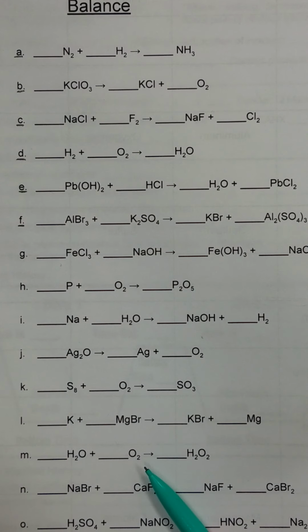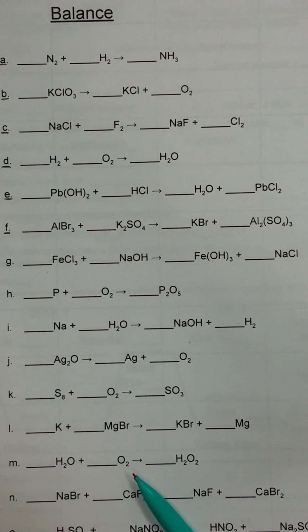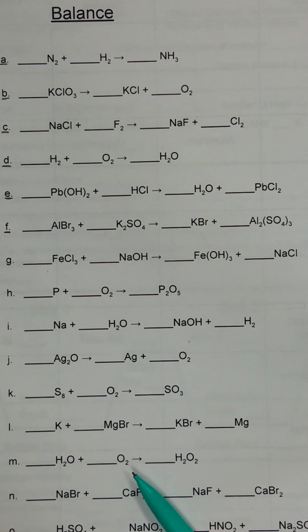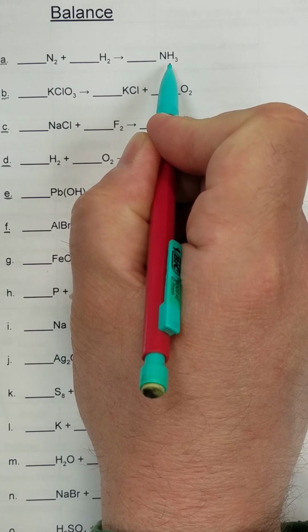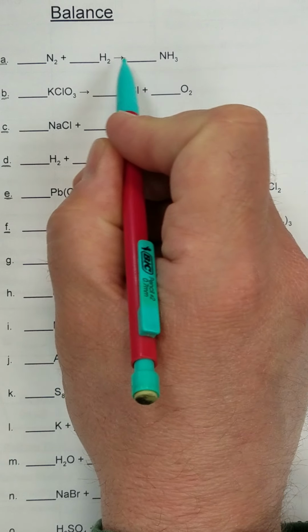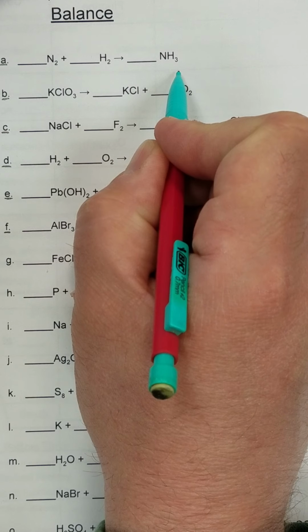Getting this set up, I'm going to show you some examples here of redox reactions. So the first one, looking at nitrogen and hydrogen gases combining to form ammonia. Now, just looking at this, is this a redox reaction or not?